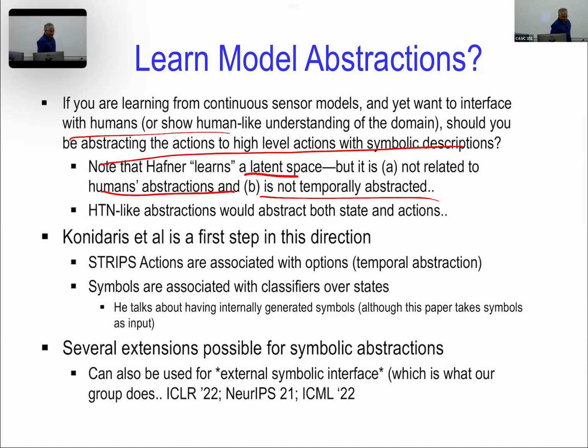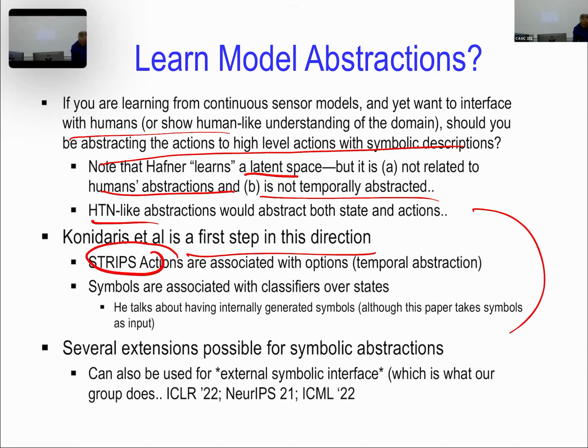Okay. One of the interesting things is if you look at HTM, it does both state abstraction and temporal abstraction. So the actions also have abstract versions. If you're thinking about doing that, that gets to the last paper, which is the Konidaris paper. And the Konidaris paper essentially is kind of a first step in the direction of learning temporal abstractions and symbols, symbolic actions. Okay. And since you read this, you know that he's thinking STRIPS actions are associated with options. That's like saying a high level task is associated with a task network. It's a task network, you have an option. And he's also thinking that the symbols are associated with classifiers over states, over continuous states, or low level states.